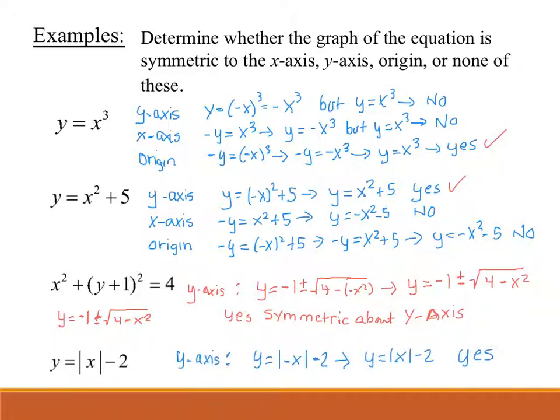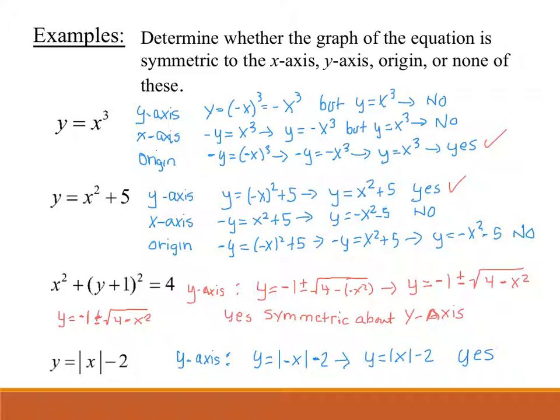So for our very last problem, we have an absolute value. Absolute values and parabolas are basically the same idea in that they are all symmetrical about the y-axis if they start at the origin or near the origin. In this particular case, the vertex is at (0, -2).